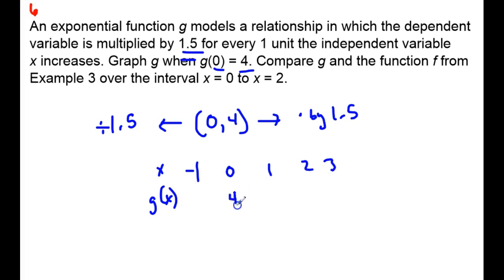All right, we knew that (0, 4) was one of our points. So if I divide this 4 by 1.5, I end up with 2.7. When I multiply 4 by 1.5, I get 6. Now I'm going to multiply 6 times 1.5, and I get 9. And then I might as well do this point number 3. So I multiply 9 by 1.5, and I end up with 13.5. So now that I have this table of values, I can go ahead and plot my points and draw my graph.